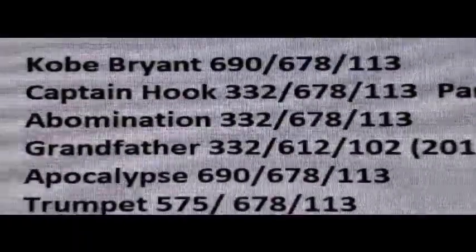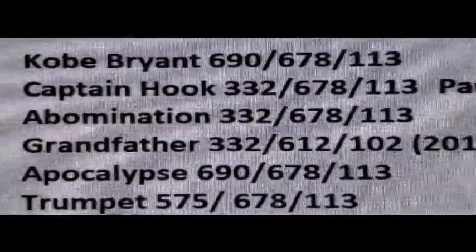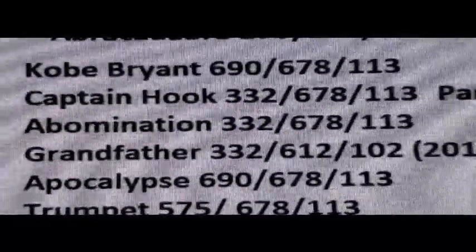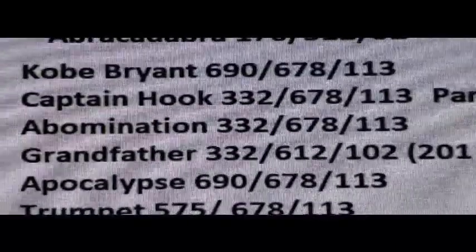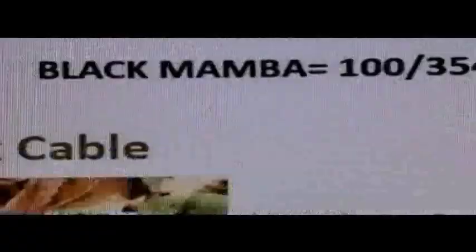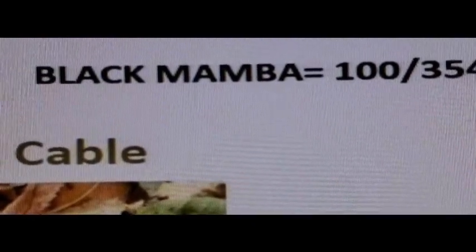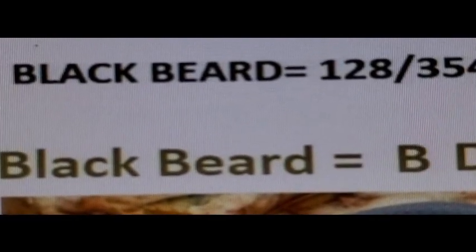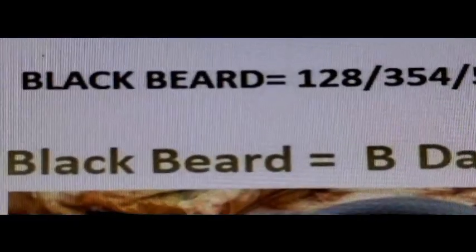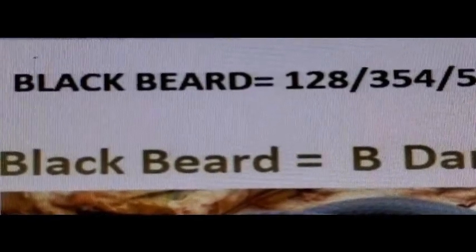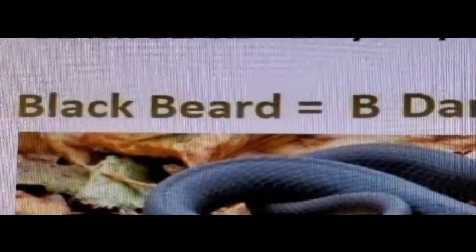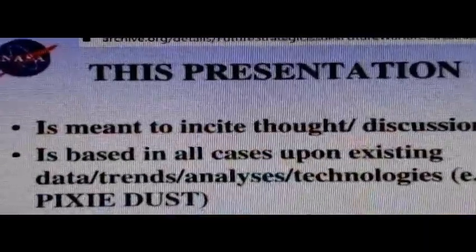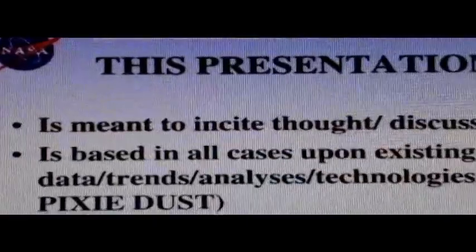Okay, well, sorry you guys, you all might be so tired of these numbers, but I'm just saying, if you look at some similarities between Kobe Bryant, and the reason why we bring up Kobe Bryant was because of Black Mamba, which equaled the same gematria as Blackbeard. The anagram for Blackbeard was B-Dark Cable. But we're going to get into the government part of this, or at least there's NASA.